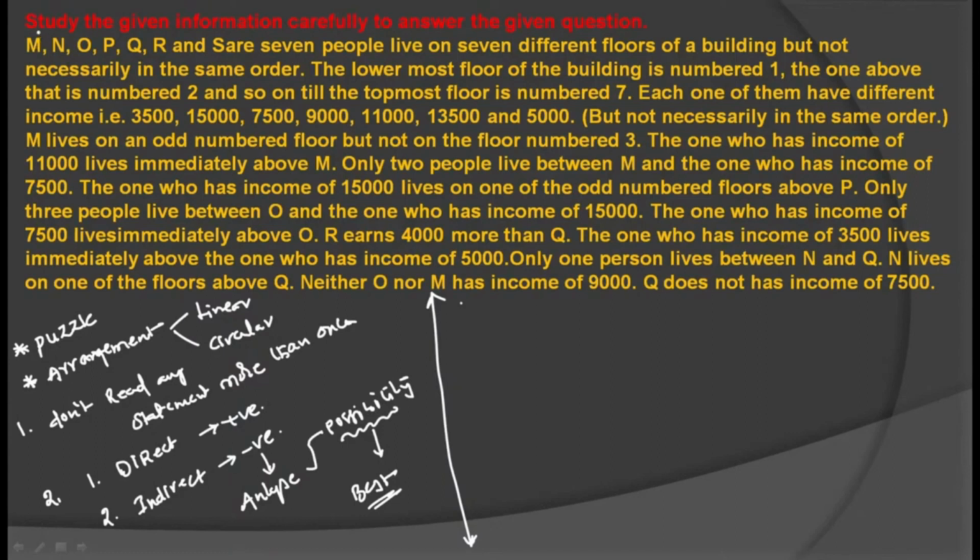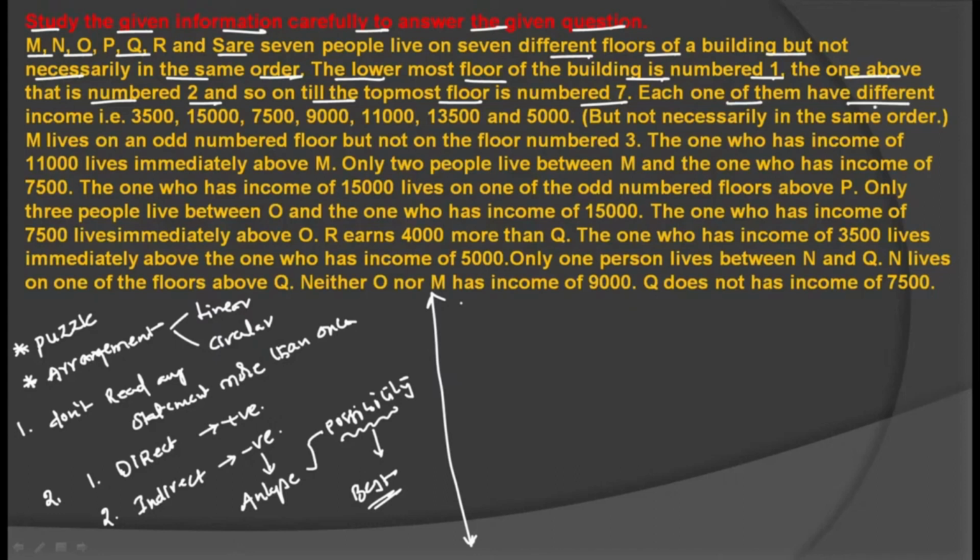Now go with the information. Study the given information carefully and answer the given question. Now see, M, N, O, P, Q, R, S are 7 persons who live on 7 different floors of a building, but not necessarily in the same order. Guys, you have to arrange 7 persons in a 7-story building. The lowermost floor is number 1, one above that is number 2 and so on, till the topmost floor is number 7. So that is the order.